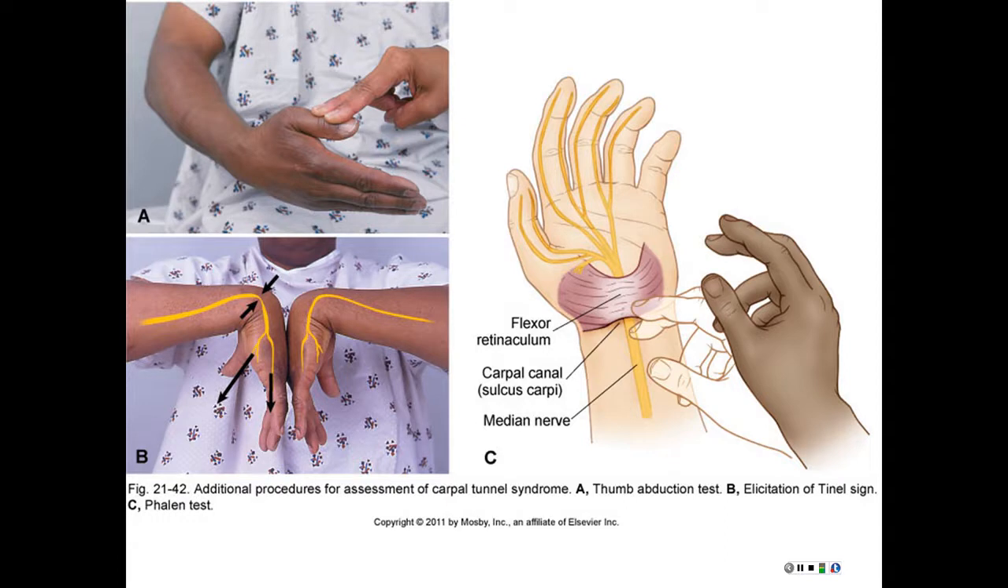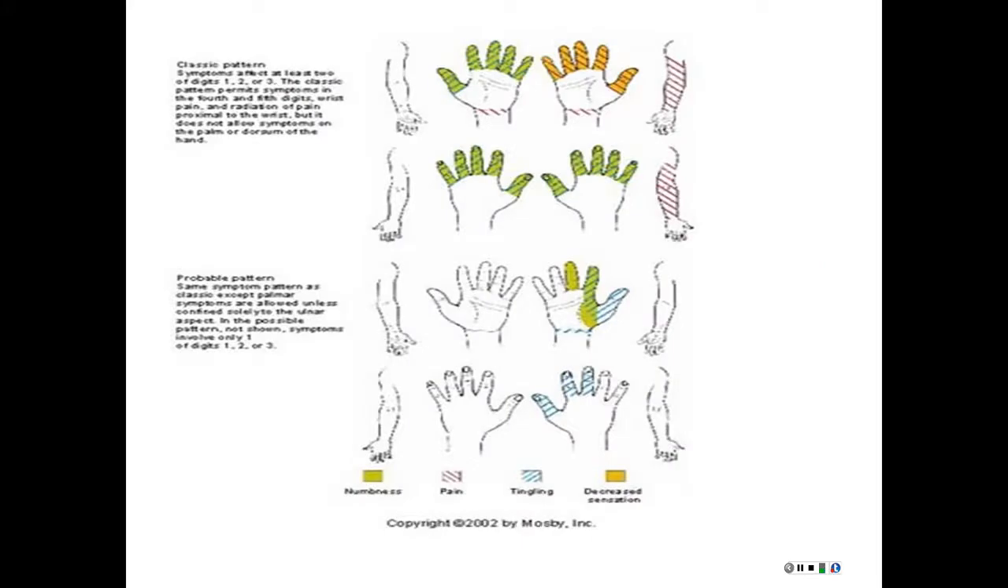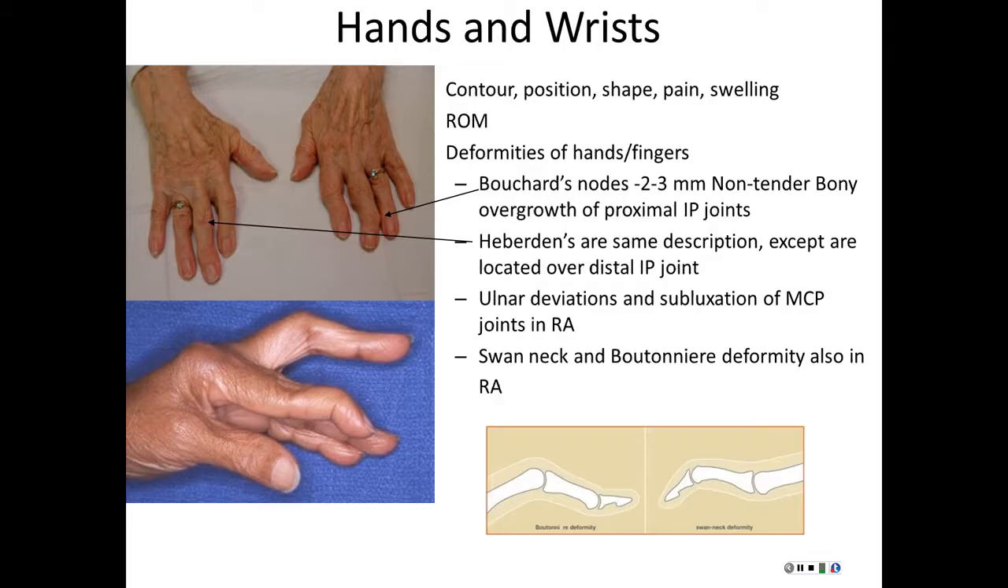And Tinel's test is where you're going to extend your wrist, and you're going to tap on the median nerve, and you're going to have pain. This is a picture in your book, but you've got the classic pain pattern, pain and numbness, and it's a better picture in your book, but you can see it a little better. You can look in your book and see what colors for the numbness and the tingling.